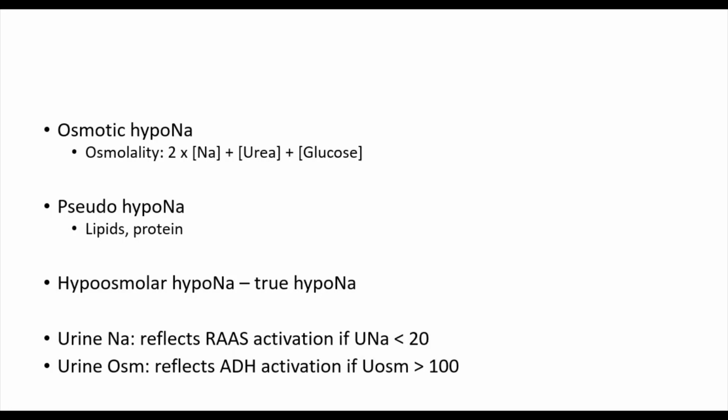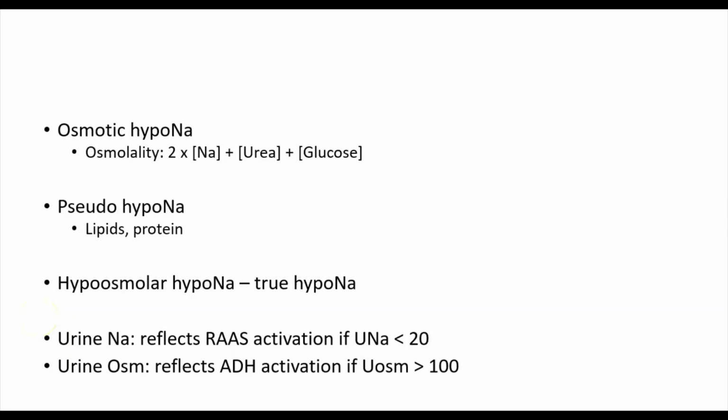The osmolality can be estimated using the calculation of 2 times the sodium plus urea plus the glucose concentration of the blood. This is because these components are present in significant concentrations and therefore contribute significantly to the osmolality. The osmolality of blood is usually around 290, or within a reference range of about 280 to 300 milliosmoles per kilogram or millimoles per kilogram.